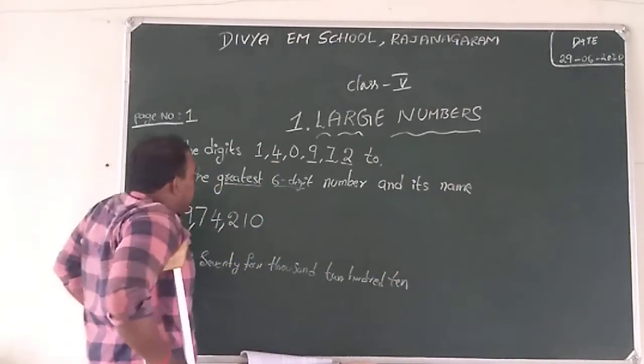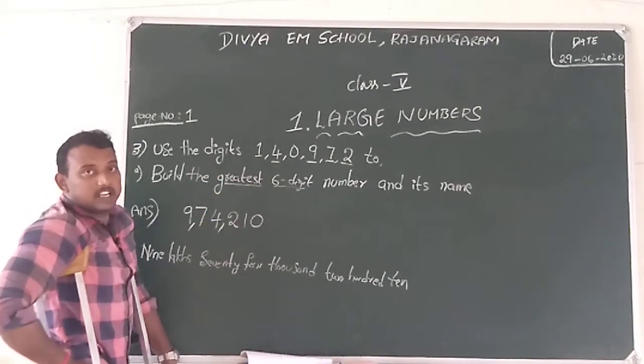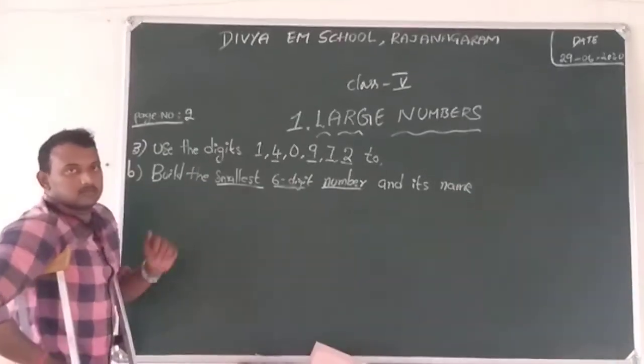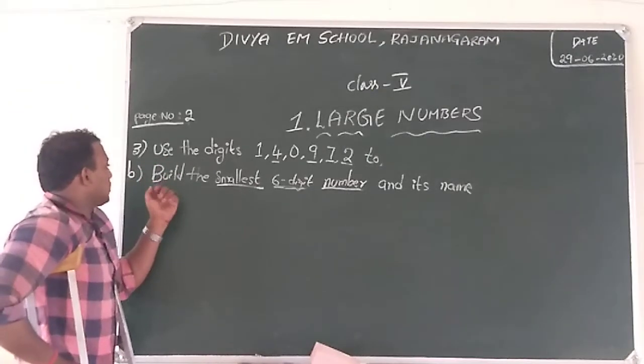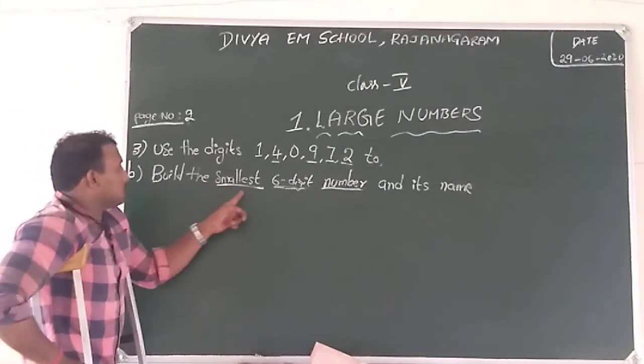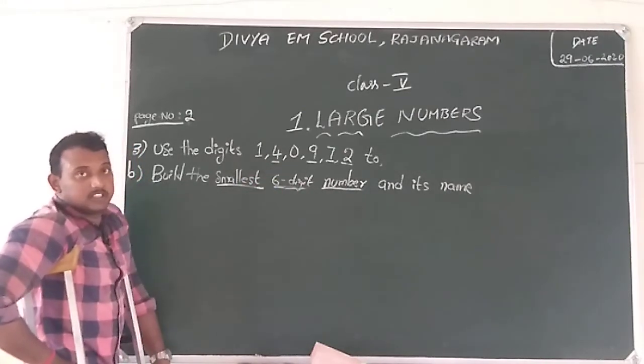So like this, we can find the greatest 6-digit number using the given digits. Okay. So in the third question, we ask another question, that is, build the smallest 6-digit number and its name using these digits, using the same digits.